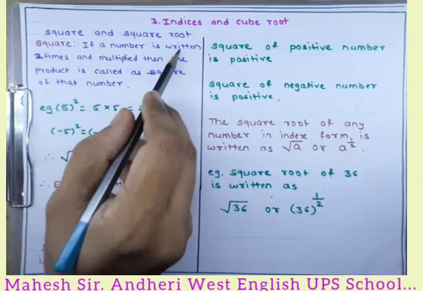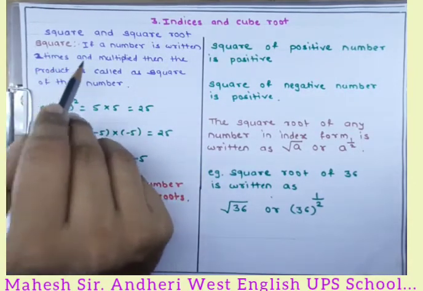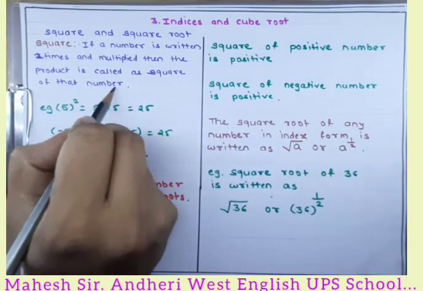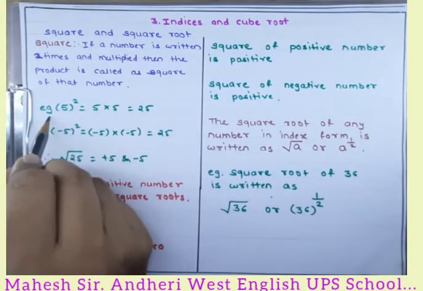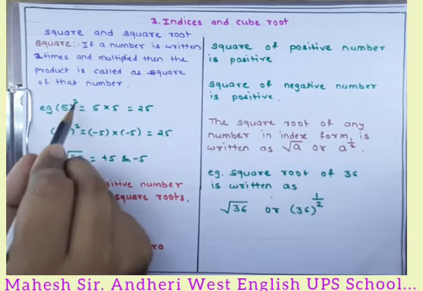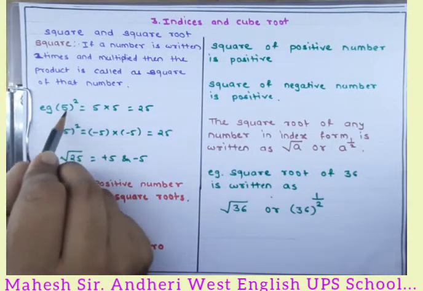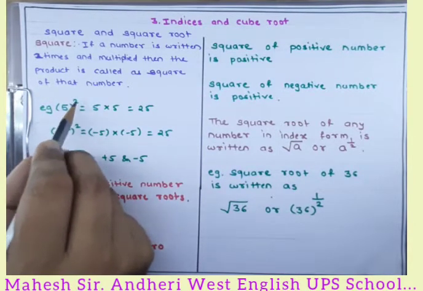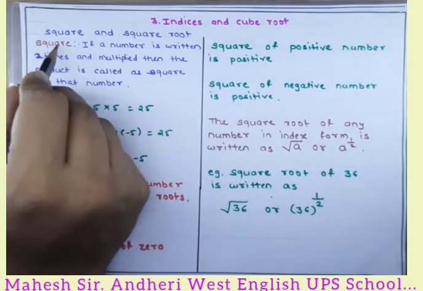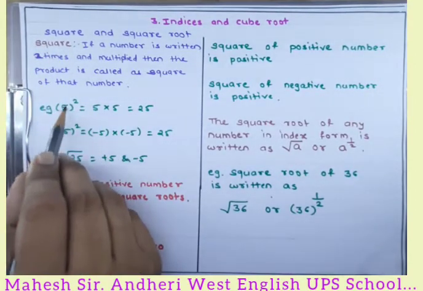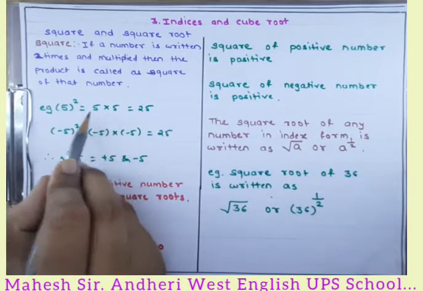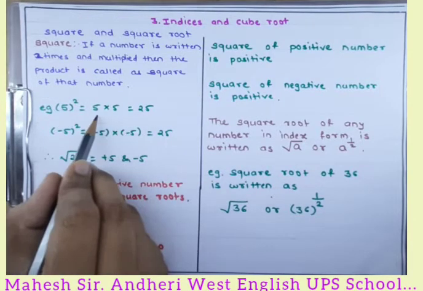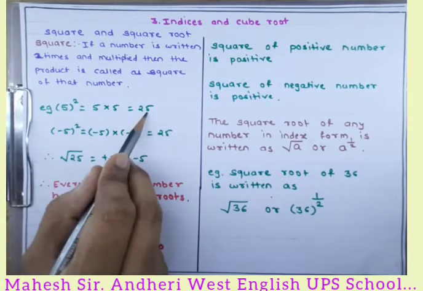If a number is written two times and multiplied, then the product is called the square of that number. Right? So for example, suppose I am writing 5 square. What is the meaning of 5 square or 5 raised to 2? We know that 2 power 2 is written as square. So I will write 5 square. In the product form, we will write 5 two times. So 5 multiplied by 5, and we know the answer is 25.